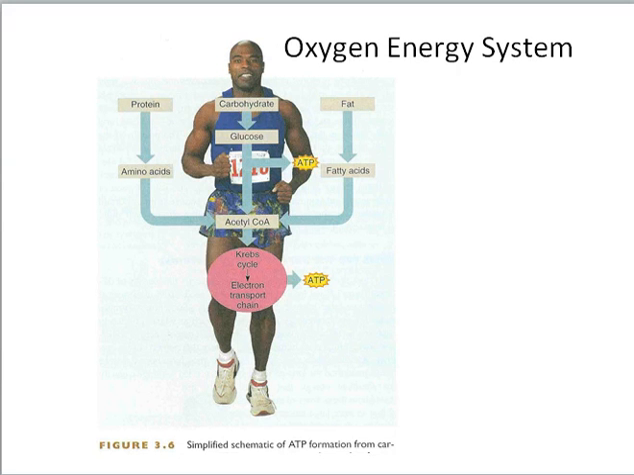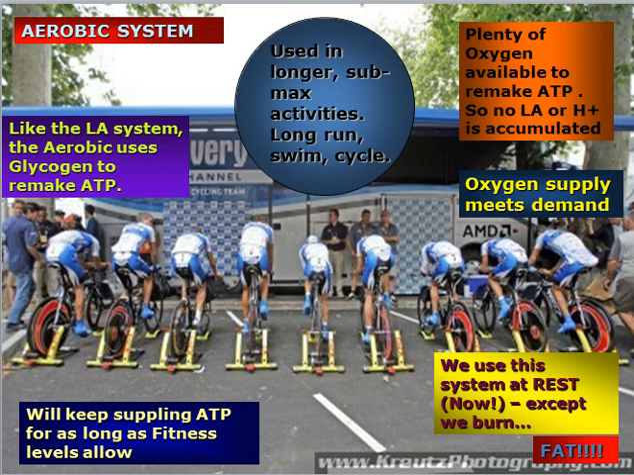Alright, and then our last energy system we're going to talk about, probably the one you're most familiar with, is the oxygen energy system, or oxidative glycolysis. So we have anaerobic glycolysis, and then we have aerobic glycolysis. The aerobic system, like the lactic acid system or anaerobic glycolysis, uses glycogen to remake ATP. Are you starting to understand why carbohydrates are so important? If we don't have that glycogen, we aren't going to be able to last.